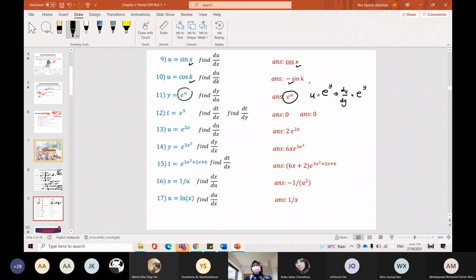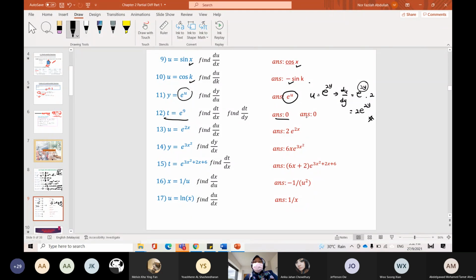Okay, it's still the same. But when you have 2 here, e to the power of 2y, you differentiate this with respect to y. So it becomes 2, and you have 2e to the power of 2y. Right? So this one, t equals e to the power of 9.